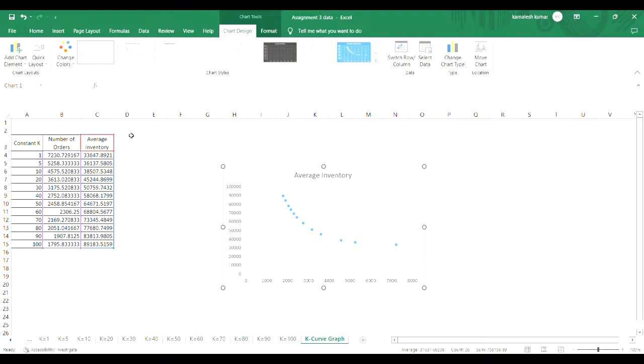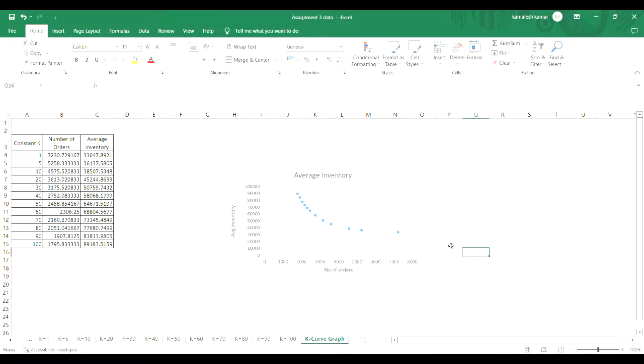And you have to add the axis titles: go to the plus, select axis titles, and then write average inventory on the y-axis, and on the x-axis write the number of orders. Okay, so this is how you will be providing the axes to this chart.